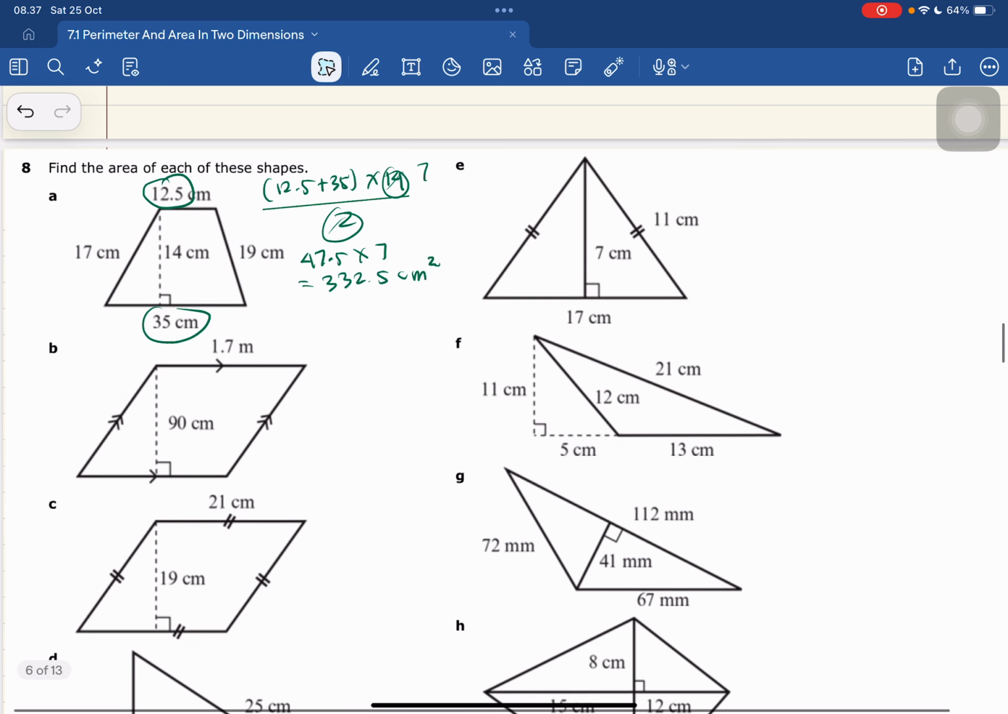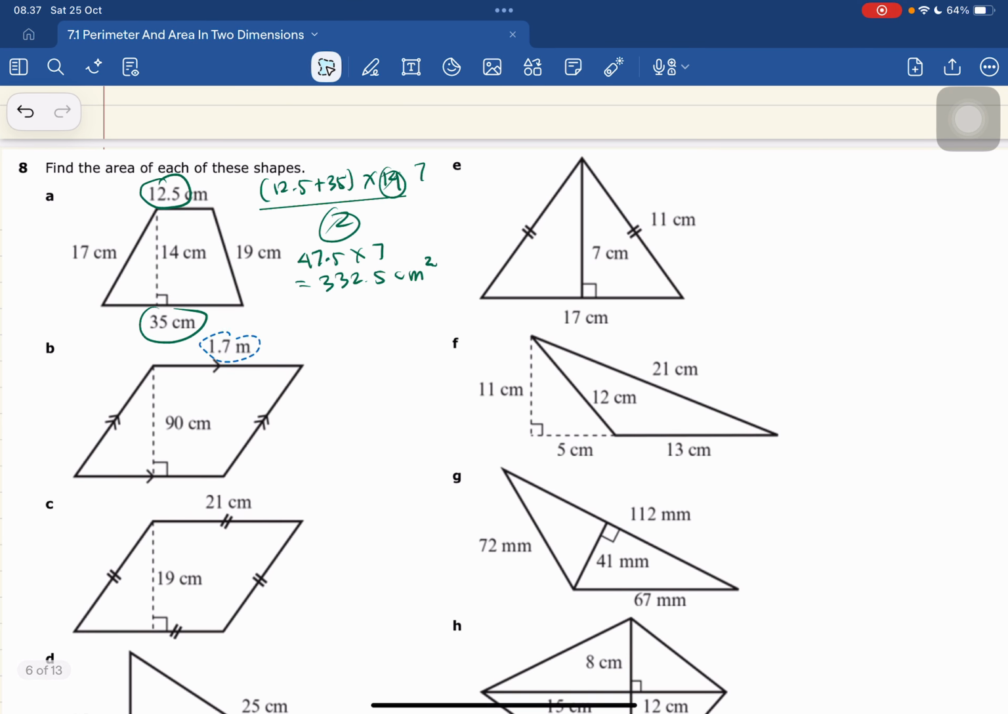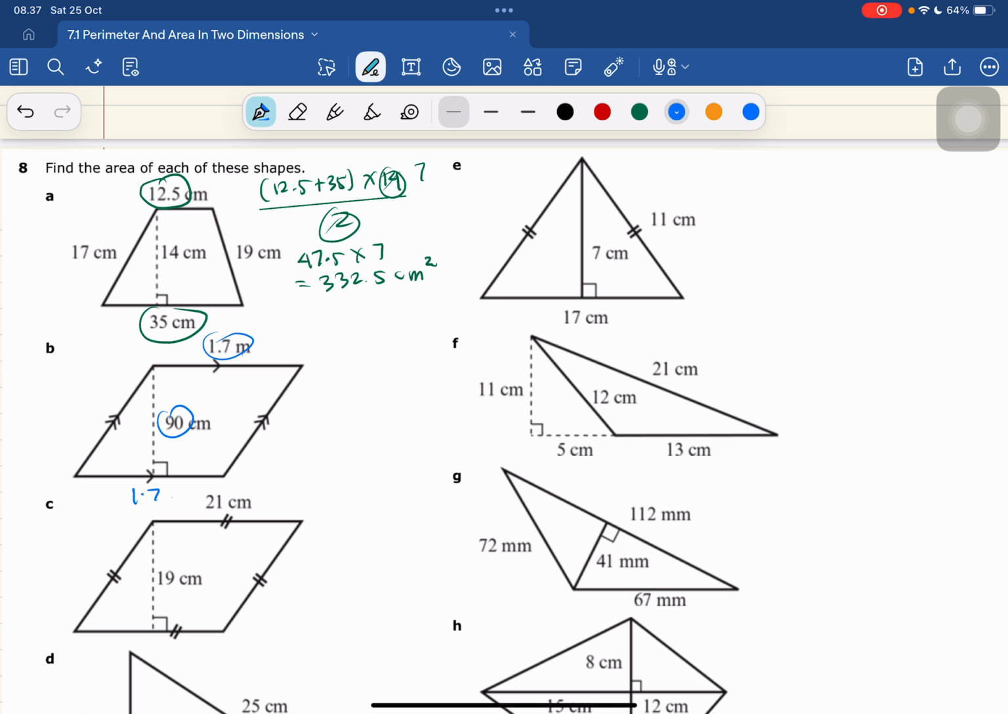B is a rhombus. So the base here, base is here, equal 1.7. So this is the height. We forgot something. Look at here. This is meter and centimeter. Let us make it into meter. So centimeter to meter, here this is 90. So 90, just need to multiply 0.01. So this will give us answer of 0.9.